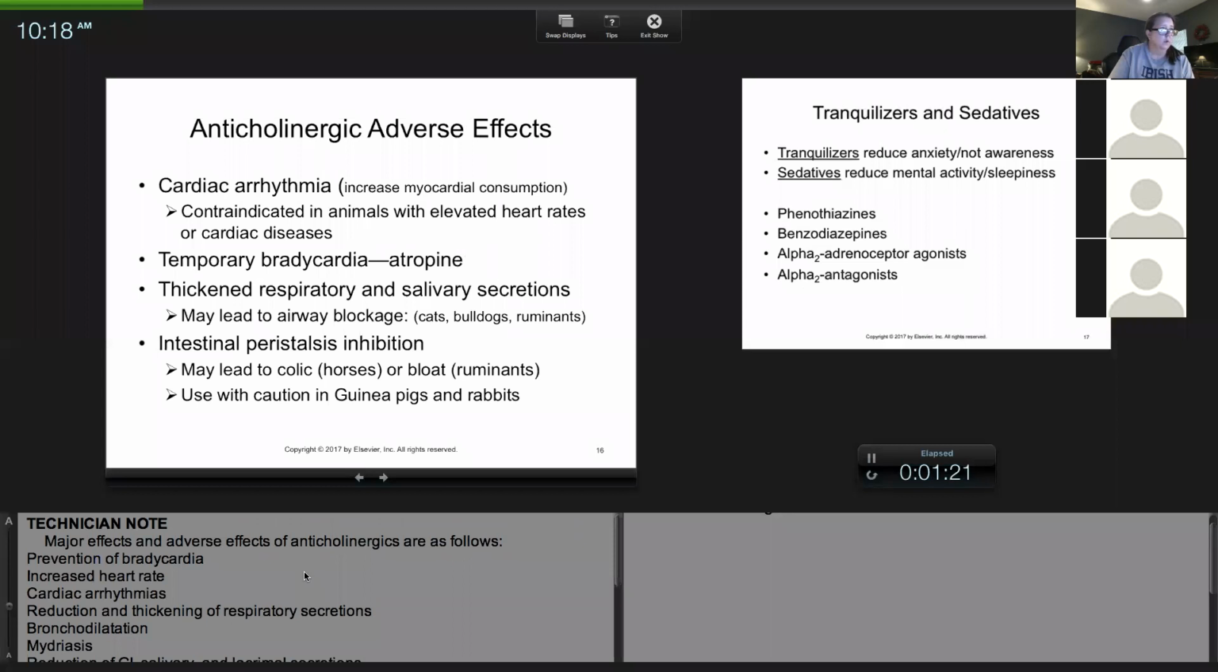Now, when I talk about adverse effects, yes, they're playing in the other room, so he needs to take a nap, like quick.